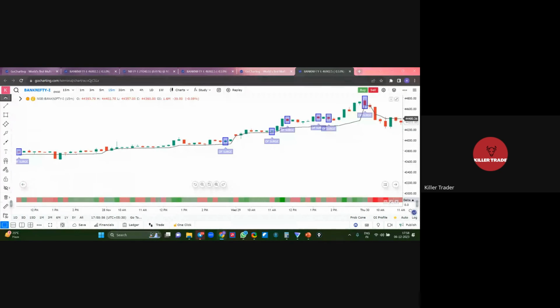Anyone else? Any other questions? Does the color of the candle matter? No, the color of the candle does not matter unless you look at it with the price area where it is moving.